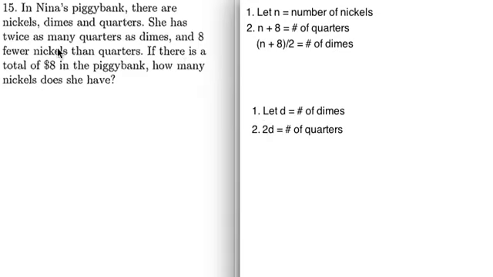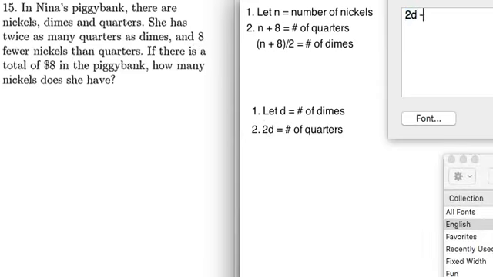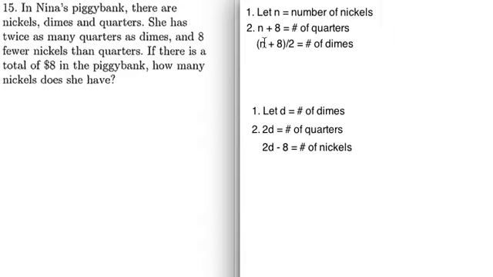And then 8 fewer nickels than quarters. Well, 8 fewer nickels than quarters. That's going to be this, minus 8. 2D minus 8 is my number of nickels. So both of these are legitimate setups here and here for this problem. Both of them are fine. If I do both of them properly, I'll get the right answer with both of them. I'll get the same answer with both of them. But for my money, this would make my life a little bit easier.